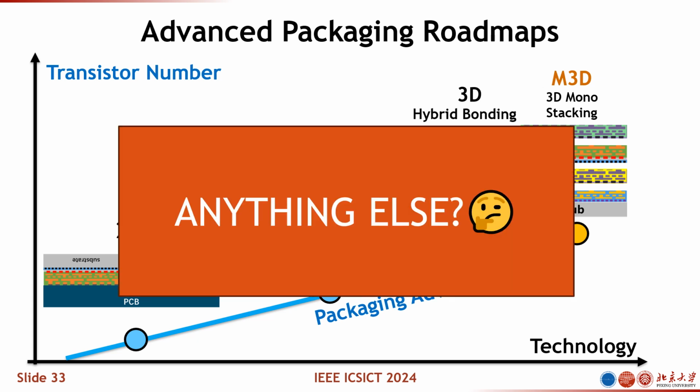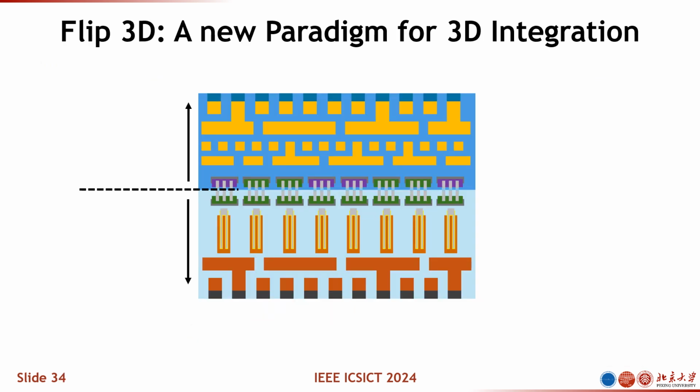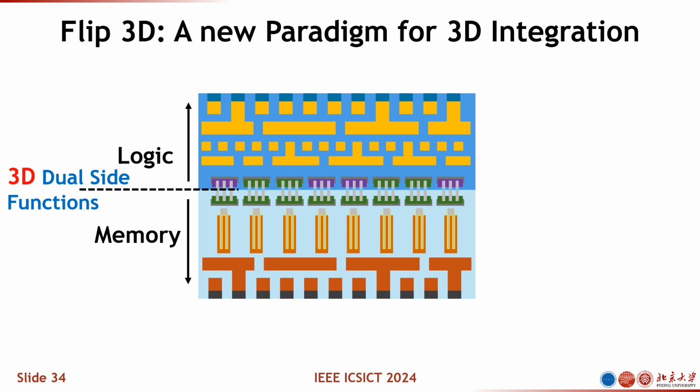But is that the end? Is there anything else? Yes, there's something else. So now let's take a look at the FlipFET or the flip integration. Because as I mentioned before, the wafer front side and wafer back side integration are actually independent, which in other words tells us that you can do logic from the wafer front side, and you can do memory on the wafer back side. In other words, you can do 3D dual-side functionalities. This is a very important concept.